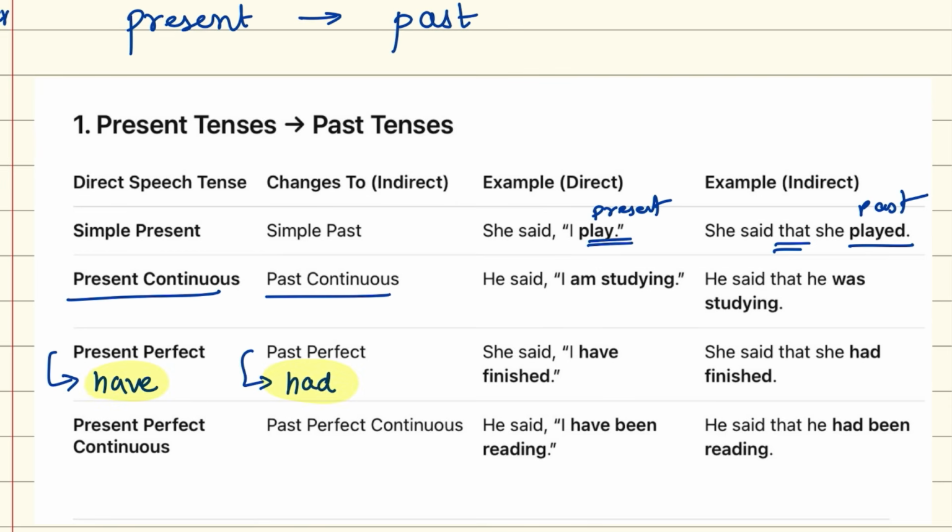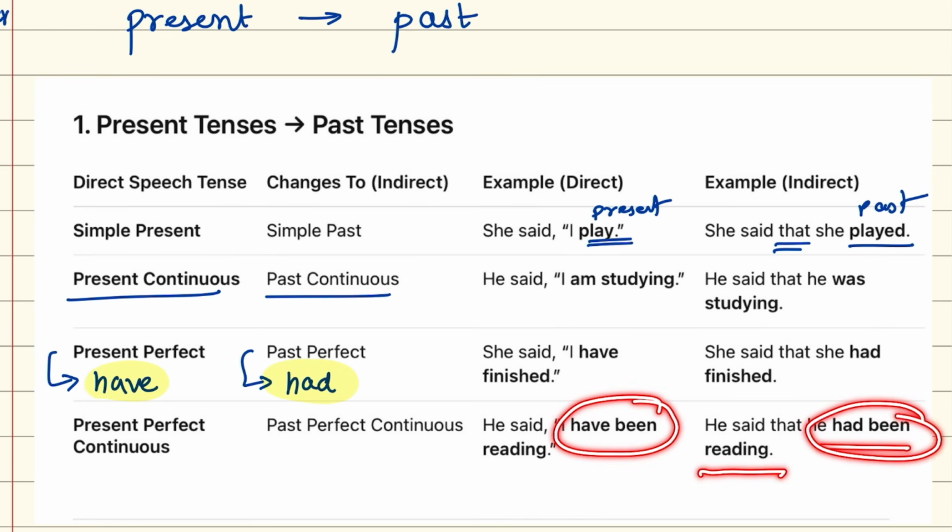Now, she said, I have finished. She said that she had finished. Okay, now present perfect continuous. Continuous has this plus ing at the end. Convert this into past perfect continuous. He said, I have been reading. He said that he had been reading. Have been changes into had been. Alright.